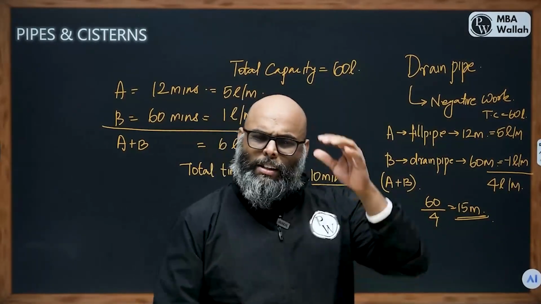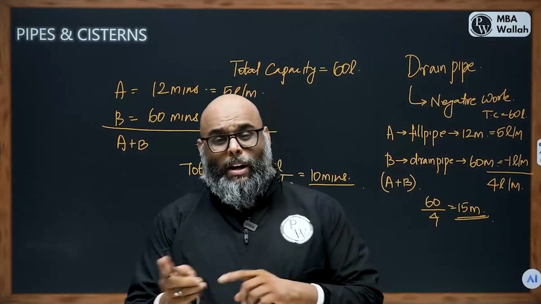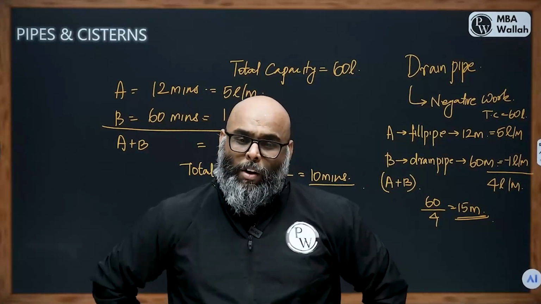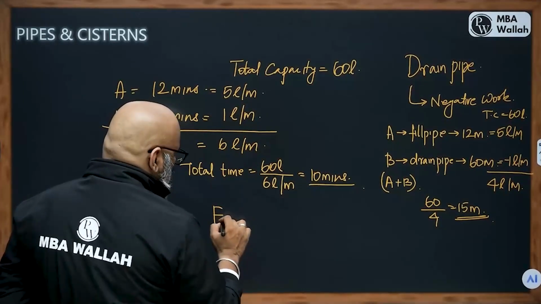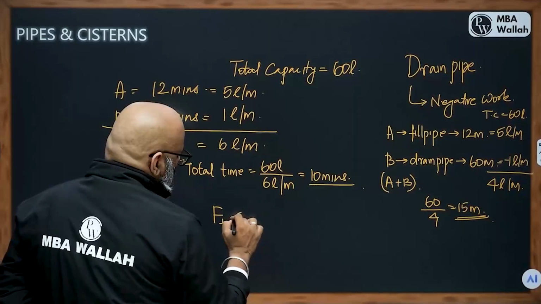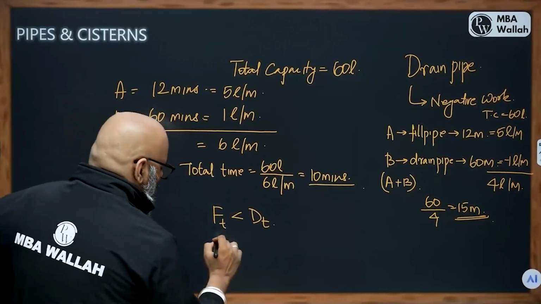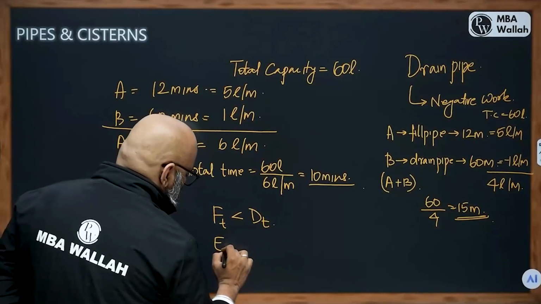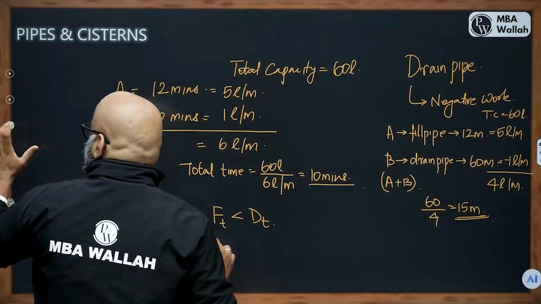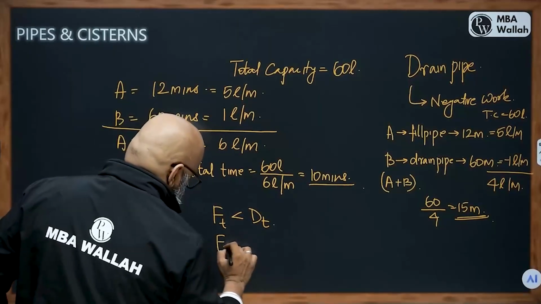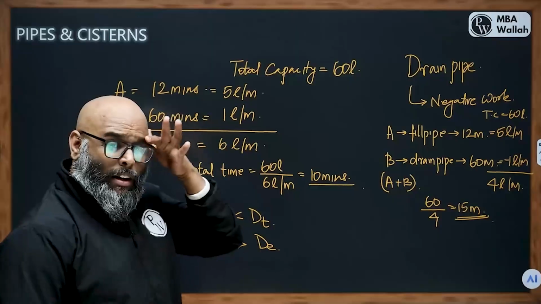It's the only thing that we need to understand here. So drain pipes do negative work. The moment we get that, we are through. And you also have to understand that the filling time of a pipe is always less than the drain time. As a result, the filling efficiency is always greater than the draining efficiency. What do I mean by that?